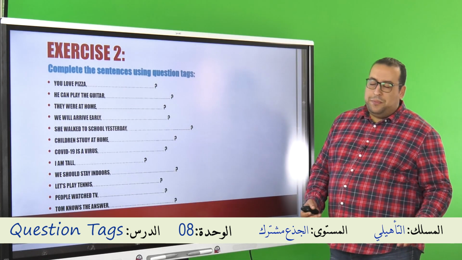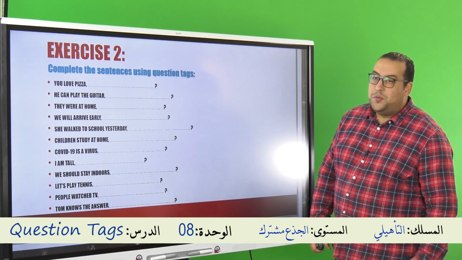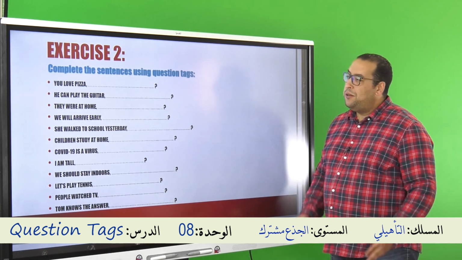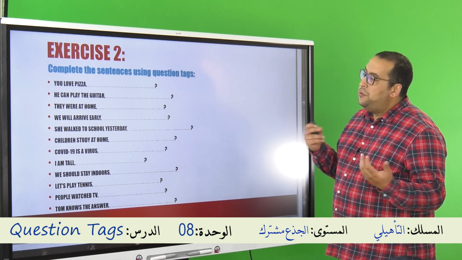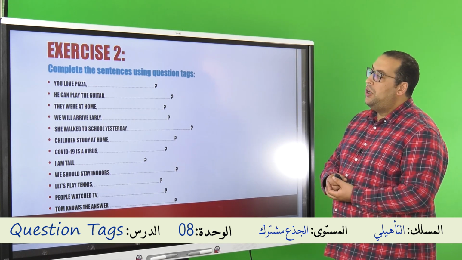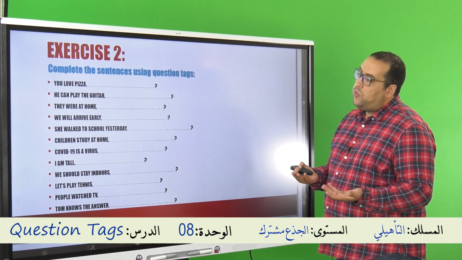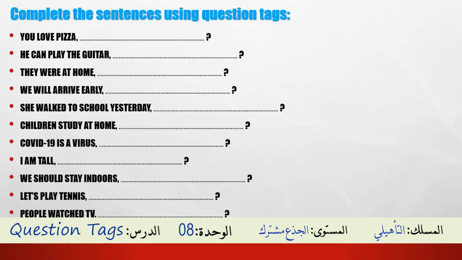So the time is up, and we should see what you have done. Let's compare what you have written to this correction. So you love pizza. We have the verb love. This is not the verb to be. So when we use verbs except modals and except the verb to be, we use the verb do to complete the question tag. So, you love pizza, don't you? And of course, it should always be in the negative.